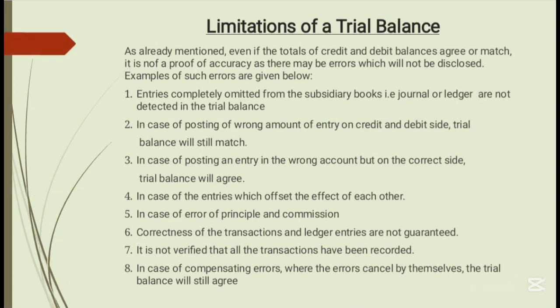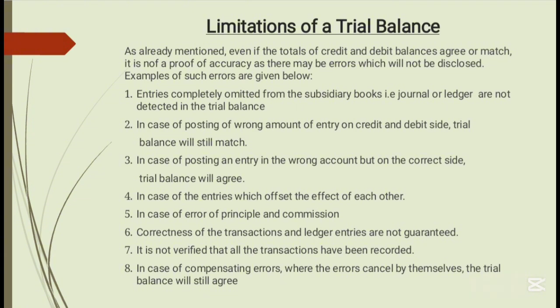Limitations of a trial balance. As already mentioned, even if the totals of credit and debit balances agree or match, it is not a proof of accuracy, as there may be errors which will not be disclosed. Examples of such errors are given below. Entries completely omitted from the subsidiary books, i.e. journal or ledger, are not detected in the trial balance.